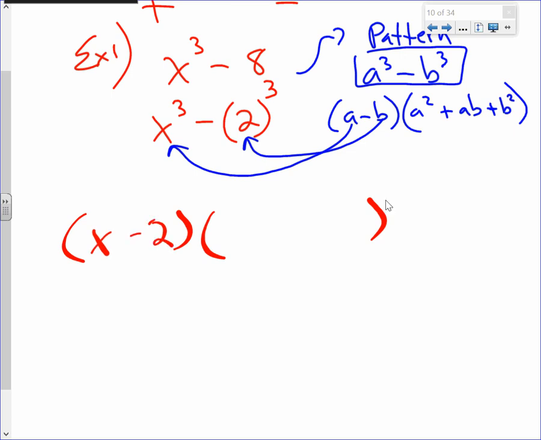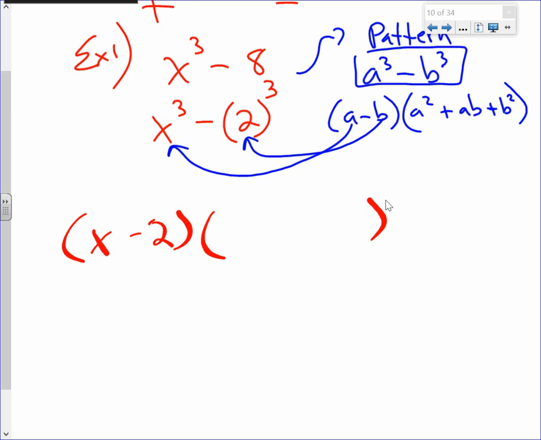I'm just following this pattern, you guys. A small amount of thinking is going on right now. It's not high level thinking. I'm just following the pattern. Can you follow directions? It's not high level math. A minus B, there's A minus B.